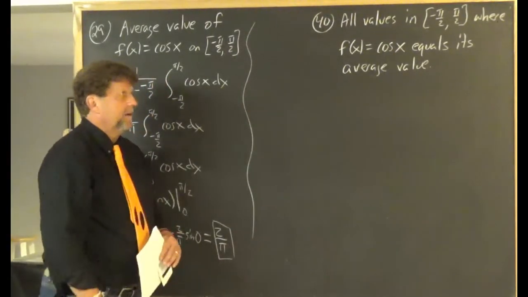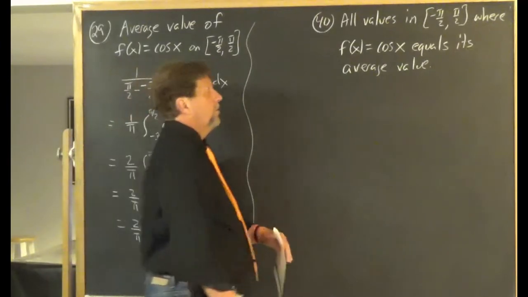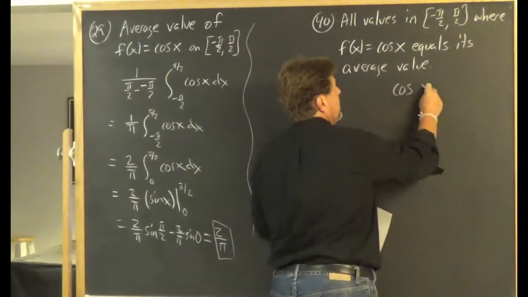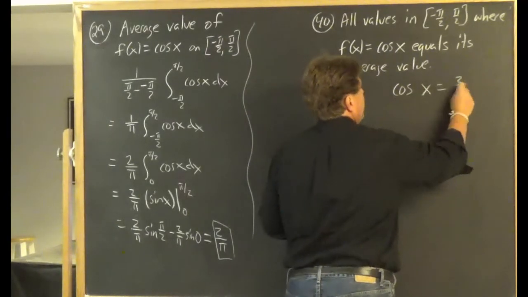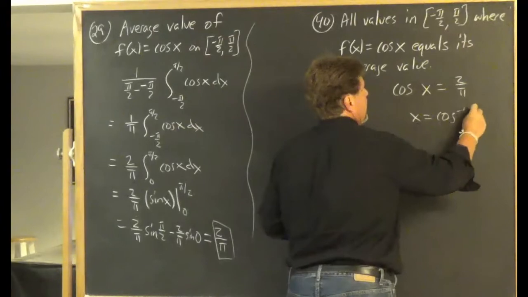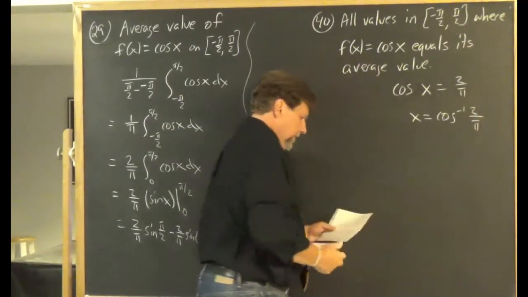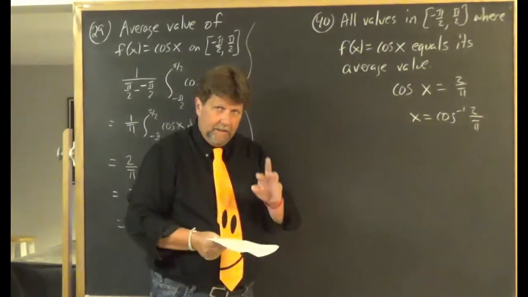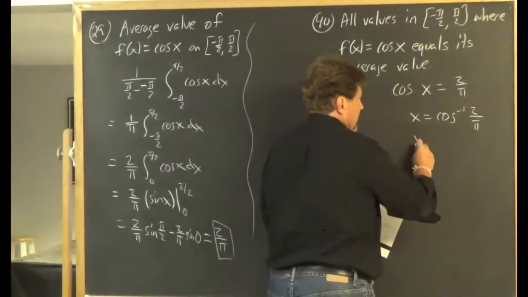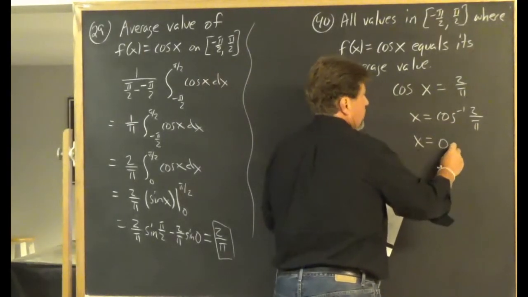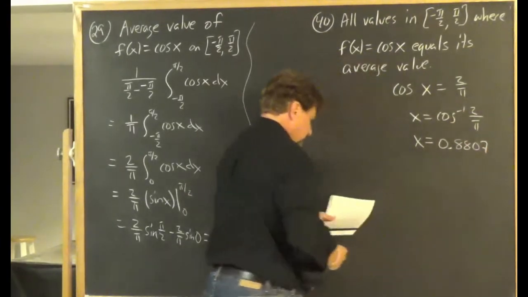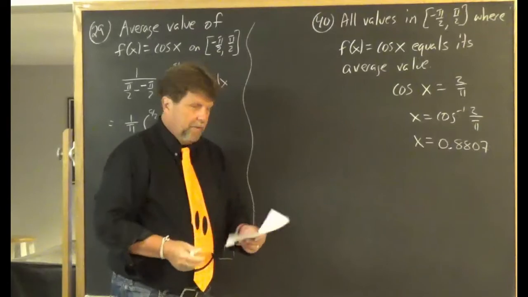Number 40. Well, where does the function f of x equals cosine x equal its average value? Looks an awful lot like the example we did, but I think I gave you the hint that there were two values of x here. So right now x is, use your calculator, you get 0.8807.